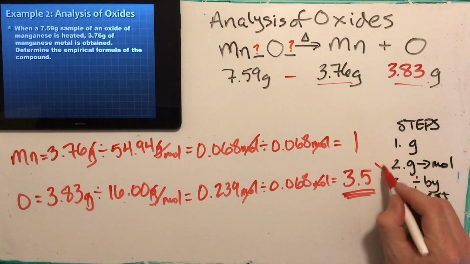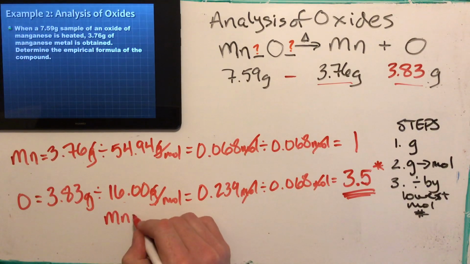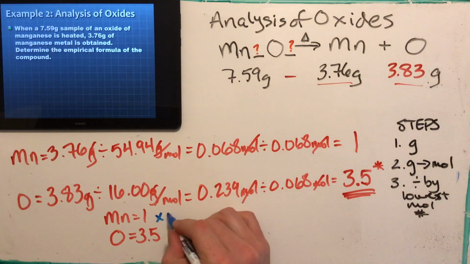This is a problem we've seen before. When it ends in 0.5, what do we do? We obviously can't have 3.5 oxygens. So we have to do that extra step. All right, so I'll do it down here. Mn was 1. It behaved. Oxygen, not so much. When it ends in 0.5, what do we do? We multiply by 2.